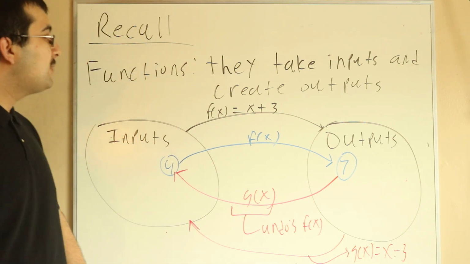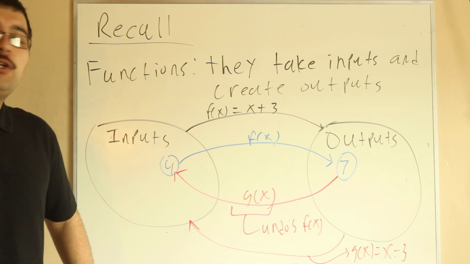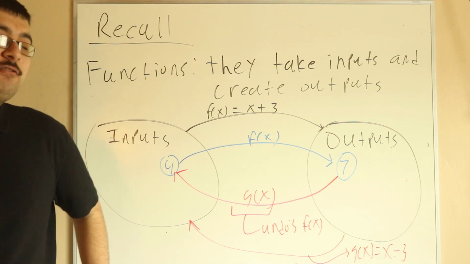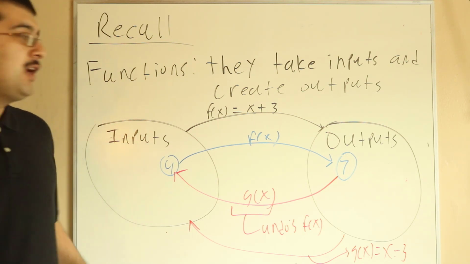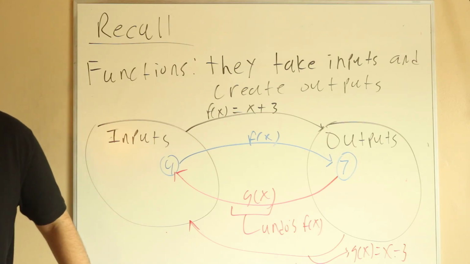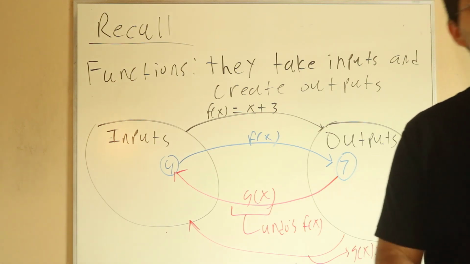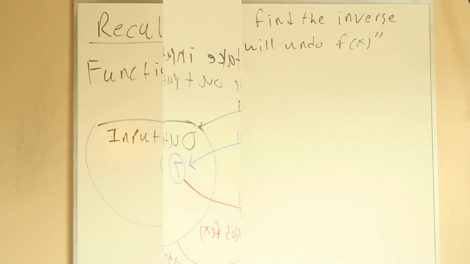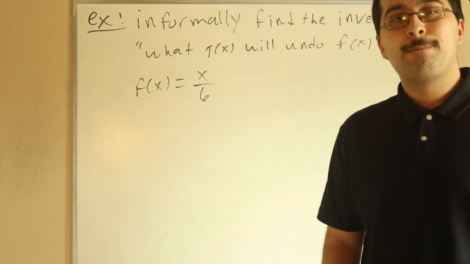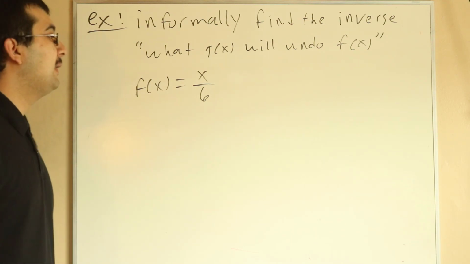Hopefully this visual helps. And yet again, just to emphasize, the big picture idea is functions take an input and make an output. Corresponding inverse functions undo that. They take the output and bring it back to the input. Alright? So let's go ahead and try doing some more concrete examples of this. Okay, so for our first example, we are going to consider the following question.